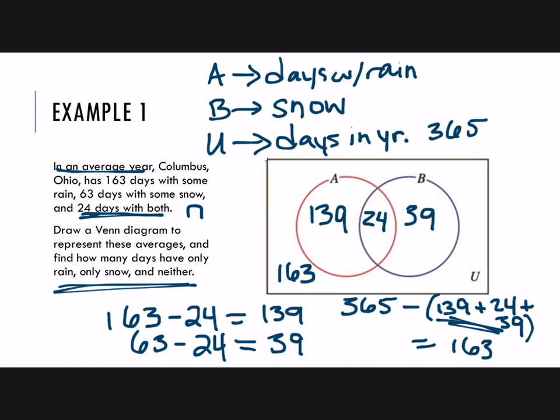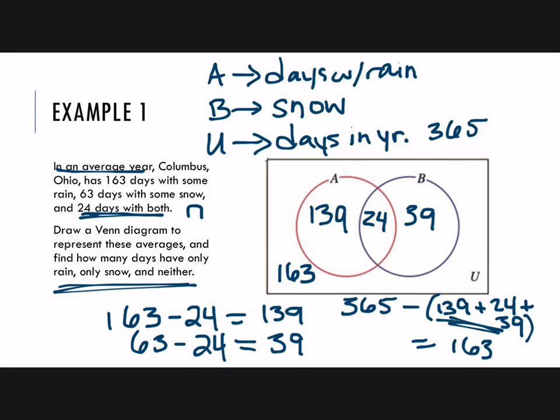All right, and there we have it. We have the cardinalities for all four regions. Again, just to double check, if you add these two numbers, you should get 163. If you add 24 and 39, you should get 63. And if you add all four of these numbers, you should get whatever the total cardinality of the universe is, or 365.